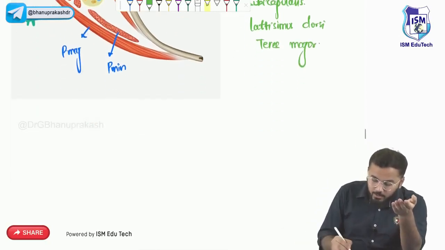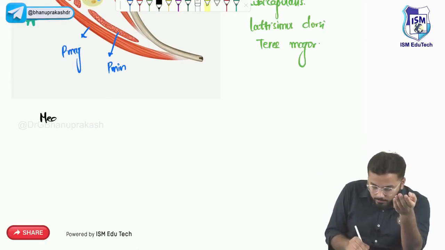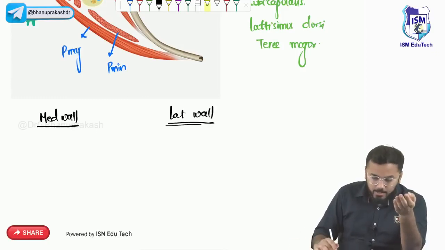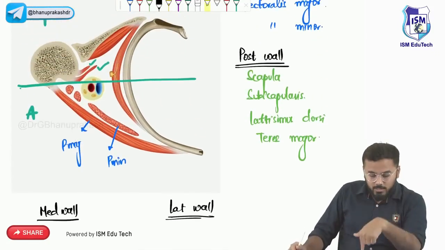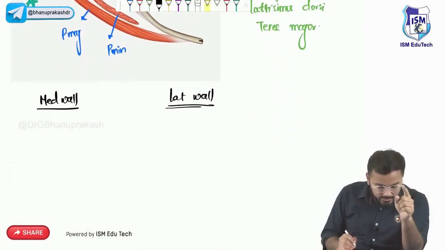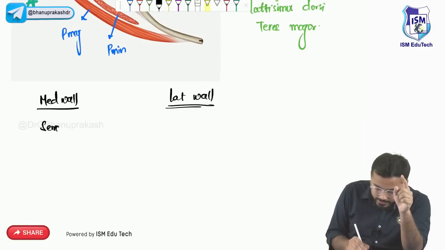Then now you tell me, what forms the medial wall and what forms the lateral wall? Yeah, the medial wall is formed by, what is this? The medial wall is formed by, very good, serratus anterior muscle.